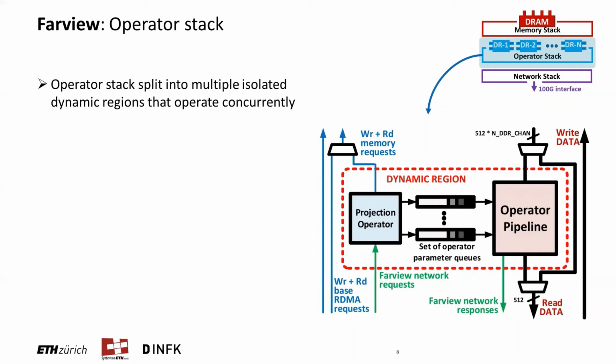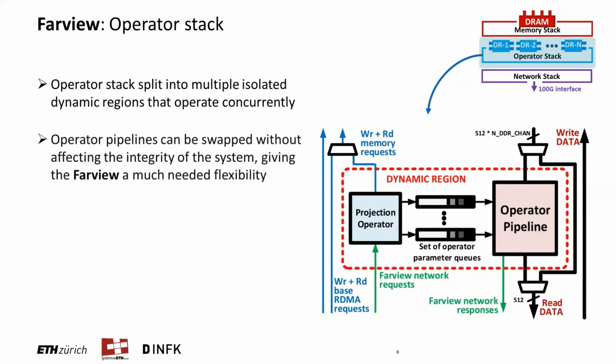Clients access the disaggregated memory by first opening a connection to one of these dynamic regions. And each dynamic region can then serve query requests and can be loaded with one of the available operator pipelines that can execute a set of different queries. Now, importantly, the operator pipelines in these regions can be swapped on the fly during runtime without affecting the integrity or operation of other dynamic regions. And this is what gives Farview a much needed flexibility in comparison to traditional in-memory database accelerators.